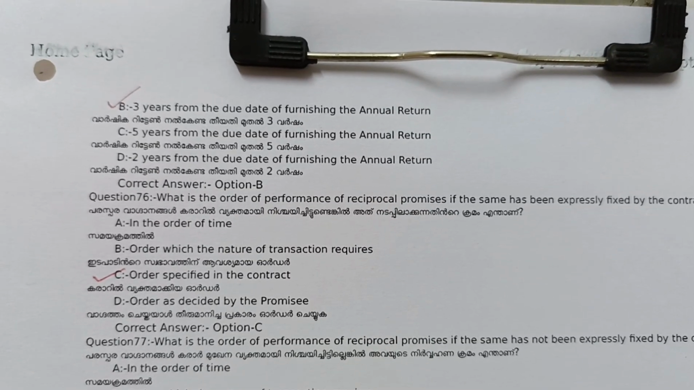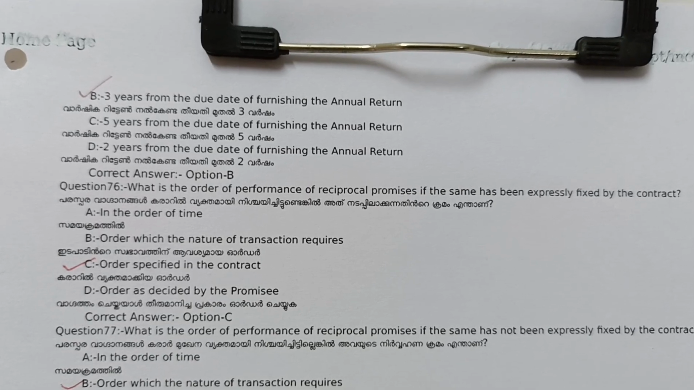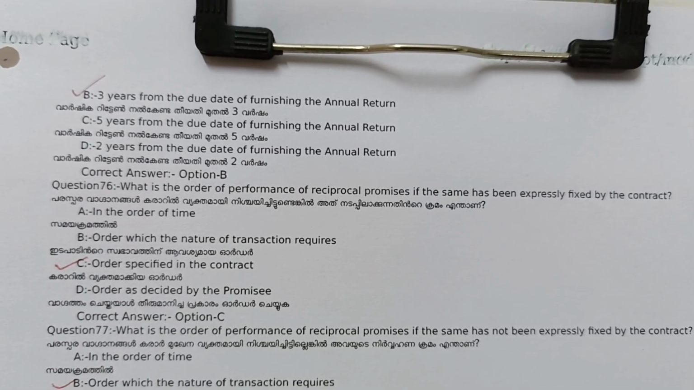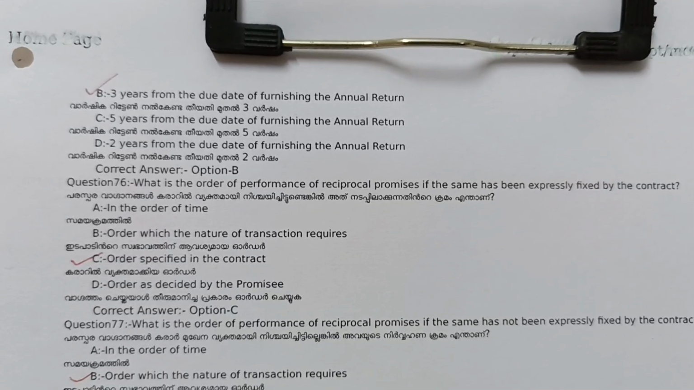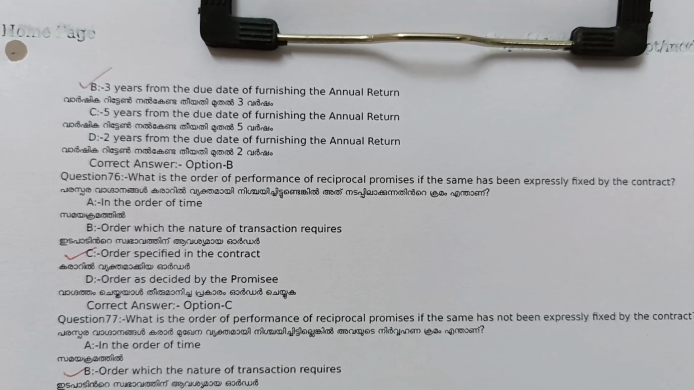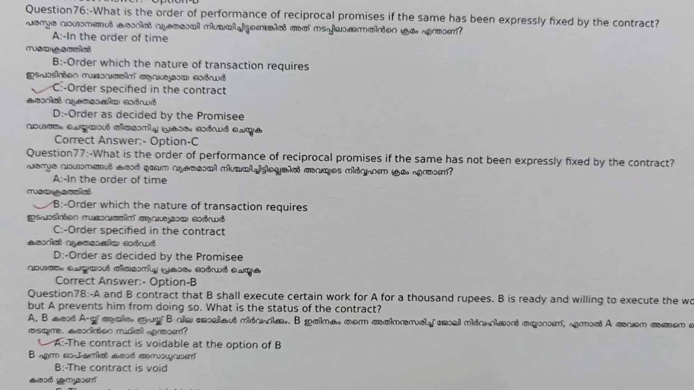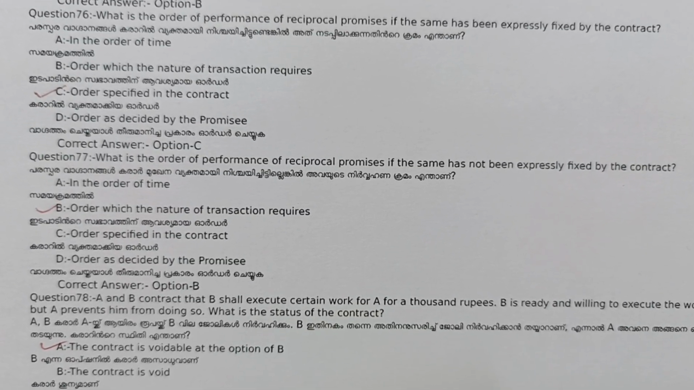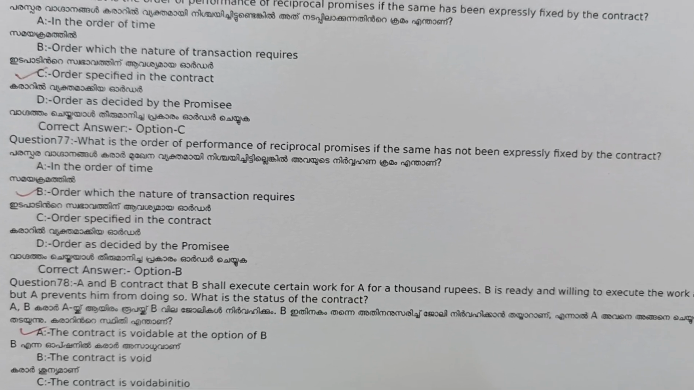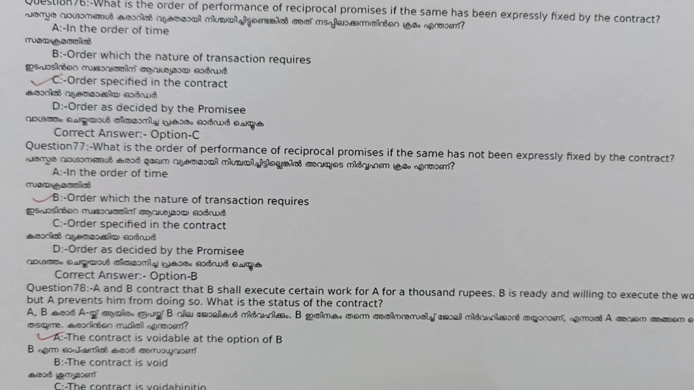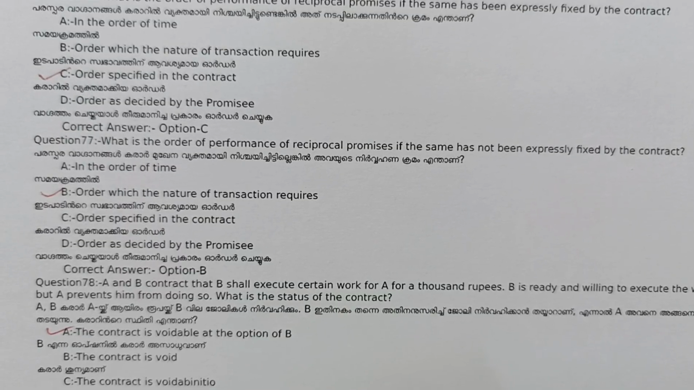Question number 76. What is the order of performance of reciprocal promises if the same has been expressly fixed by the contract? Answer: order specified in the contract. Question number 77. What is the order of performance of reciprocal promises if the same has not been expressly fixed by the contract? Answer: order which the nature of transaction requires.